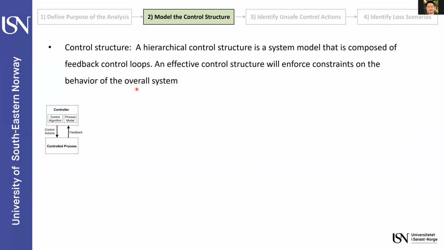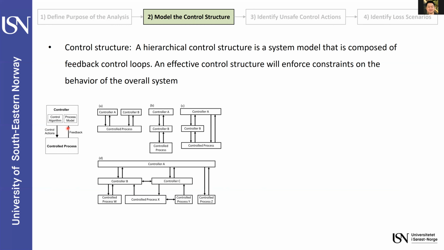And this control structure looks like this. This is the simplest control structure. So you can see we have one controller and one controlled process. And inside the controller, we have a control algorithm and the process model. And the controller provides some control actions to the controlled process. And the controlled process provides feedback to the controller.